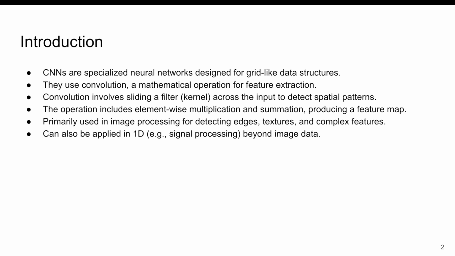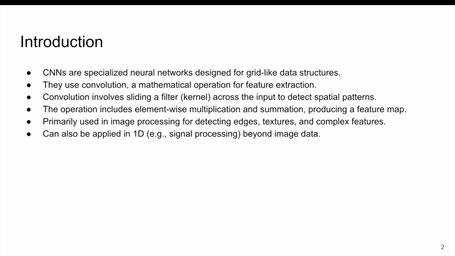So, convolutional neural network is a specialized neural network. It is designed for grid-like data structures. They use convolutions, which is a mathematical operation for feature extraction. We'll see what convolution is in a little while.